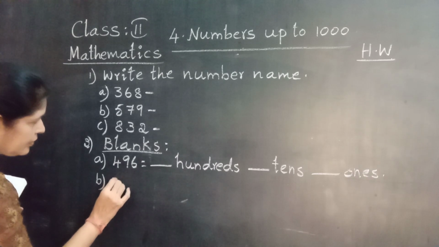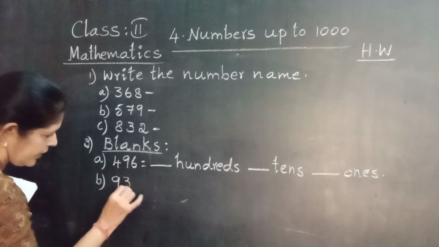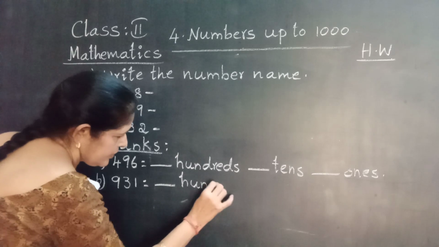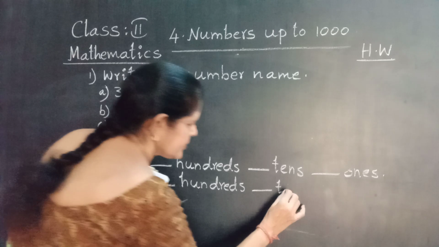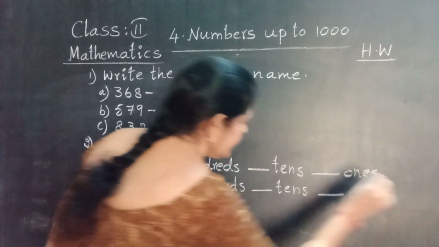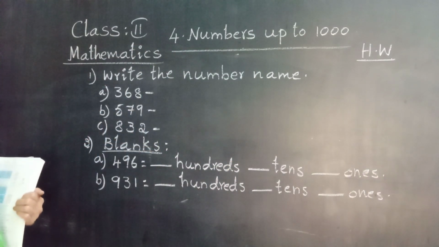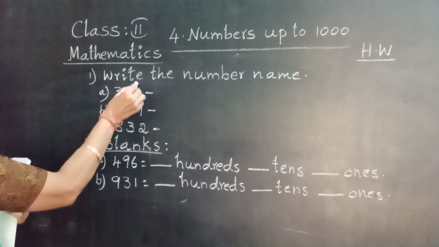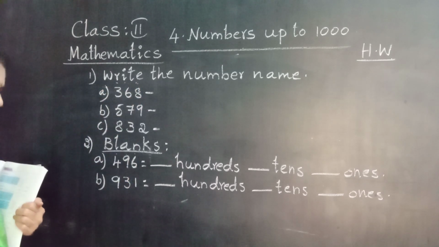Question B. 931. Again put the blanks. How many hundreds? How many tens? And how many ones? Come on, note down neatly, my dear children. When we are going to fill up the blanks or number names, first we have to keep the places above the numbers. Then you get the idea.